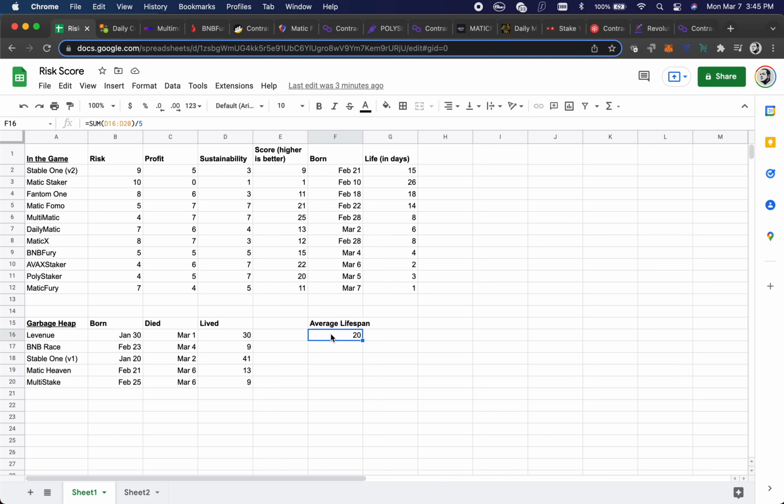Just remember the average lifespan here, guys, when you're looking at these. Phantom 1's getting up there. Matic FOMO is getting up there. Yeah, they're all within 2 to 6 days of hitting the average. And as more of them die, which I don't want, but it's going to happen, this average will get more and more accurate, and it's something to watch out for.